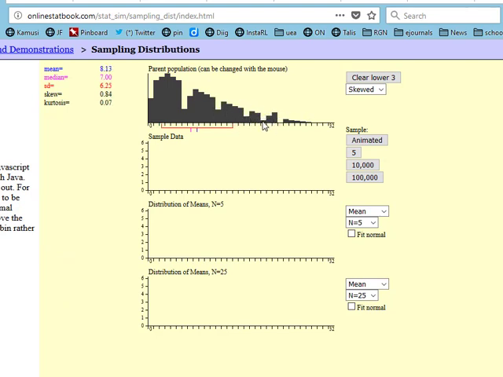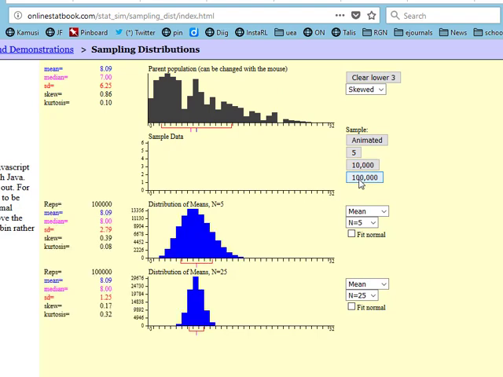Now, what if you have a really messy thing like this, and then start taking samples? That's going to really muck up your theory as well. Let's take 100,000 samples and see what we get. You can still see a bit of a mess there, but even by the time you get to the distribution of means with n is 25, pretty much you're back to a normal distribution again.